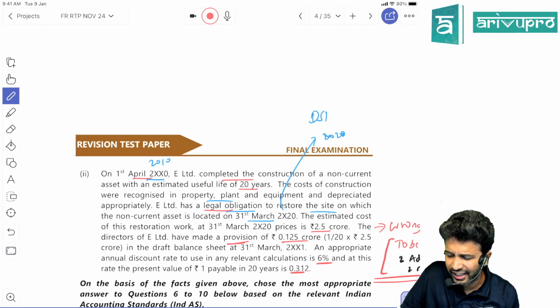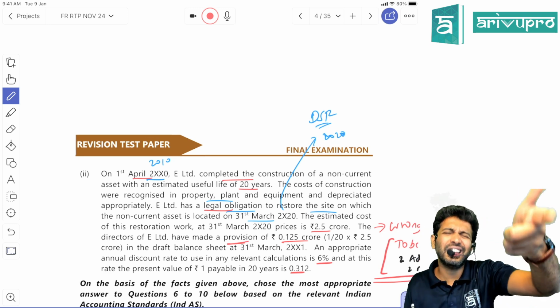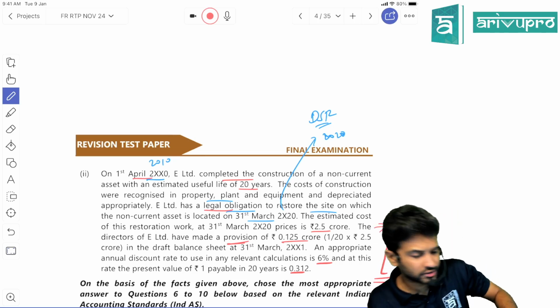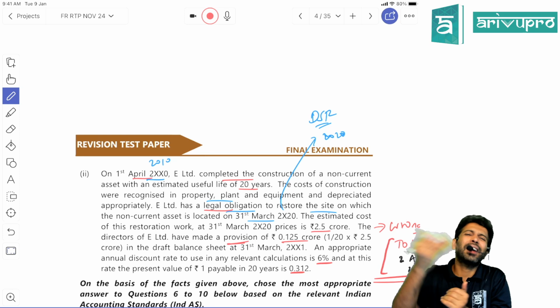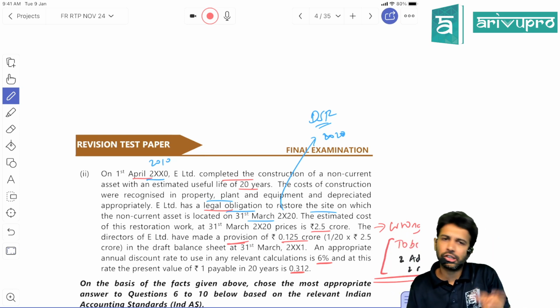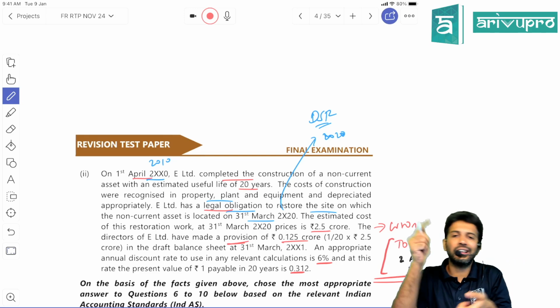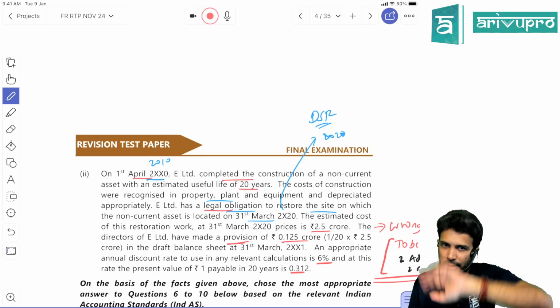So obviously this is your decommissioning and site restoration cost, DSR, for which we need to make a provision. Now, for this provision for DSR, will you charge it to SPL? No. It will be capitalized. DSR cost can be added to the cost of PPE, but it will be added to the extent of present value.